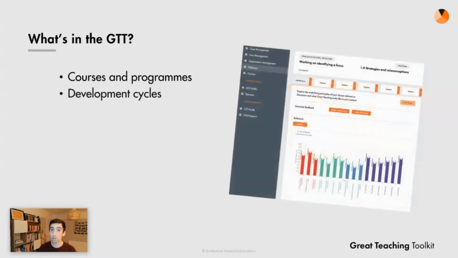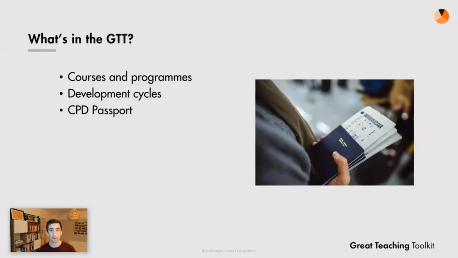Secondly, you can use development cycles to identify, set and track your goals, reflecting on your practice in the classroom at each stage. Thirdly, you can visit the CPD Passport, where your activities in the GTT platform are saved to give you a career-long record of professional development. And here you can also log other non-GTT activities, such as reading books, attending conferences, in-person inset days, listening to podcasts, etc.